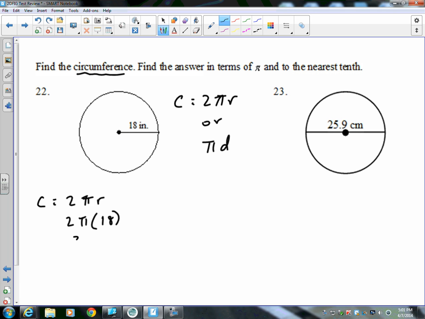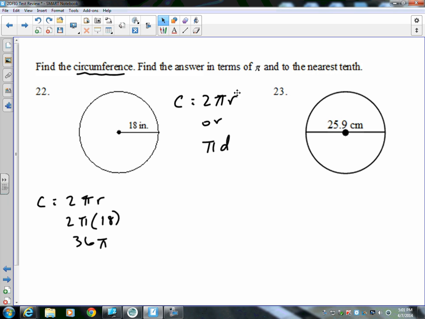2 times 18 is 36. We get 36 pi. This answer, 36 pi, is what we call in terms of pi. Okay, so we're going to leave it just like that. But the question also says find the answer in terms of pi, which we just did, and to the nearest tenth. So how do we find it to the nearest tenth?